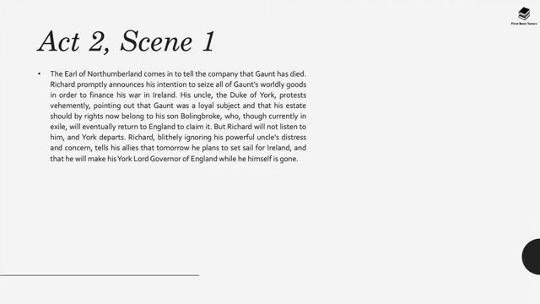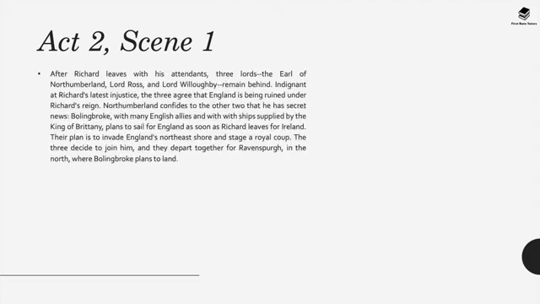Richard, blithely ignoring his powerful uncle's distress and concern, tells his allies that tomorrow he plans to set sail for Ireland, and that he will make York Lord Governor of England while he himself is gone. After Richard leaves with his attendants, three lords, the Earl of Northumberland, Lord Ross, and Lord Willoughby, remain behind. Indignant at Richard's latest injustice, the three agree that England is being ruined under Richard's reign.